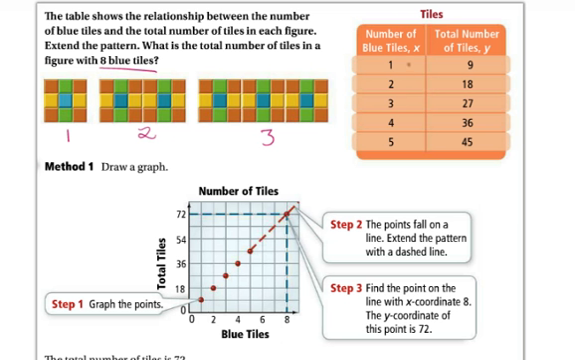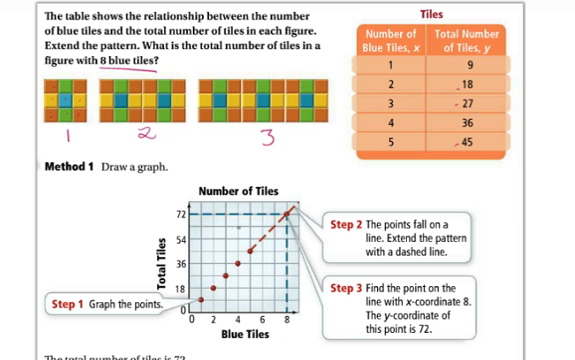The number of blue tiles, x. So we get 1 blue tile, 1, out of the total number of tiles. If we were to count them up, 1, 2, 3, 4, 5, 6, 7, 8, 9. 2 blue tiles, I have 18. 3 blue tiles, 27. 4 blue tiles, 36. 5 blue tiles, 45. These are the total. Okay? So 2 methods we could do this.